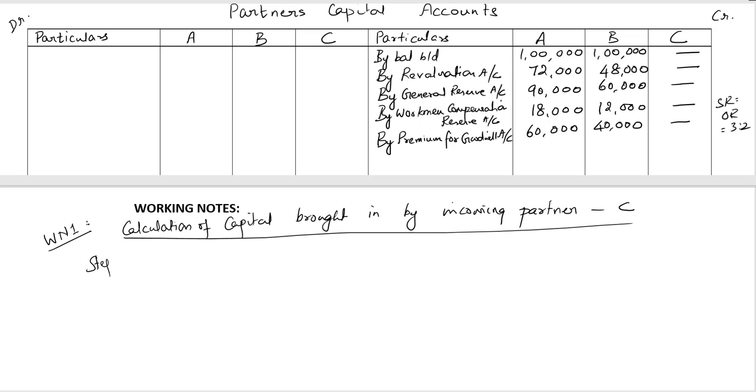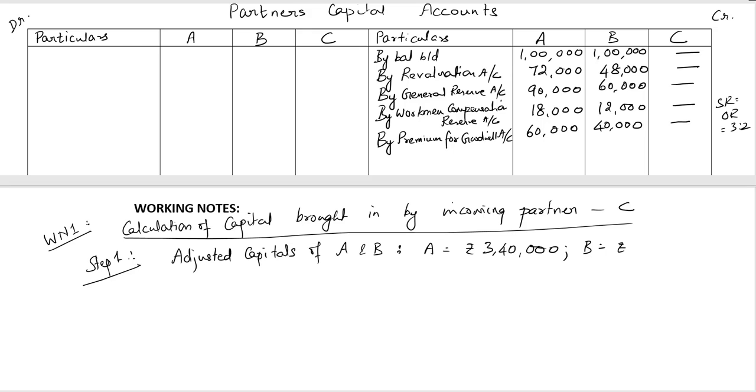Step 1, we need to get the adjusted capitals of the existing partners A and B. In the case of A, it's rupees 3,40,000 and in the case of B, it's rupees 2,60,000.